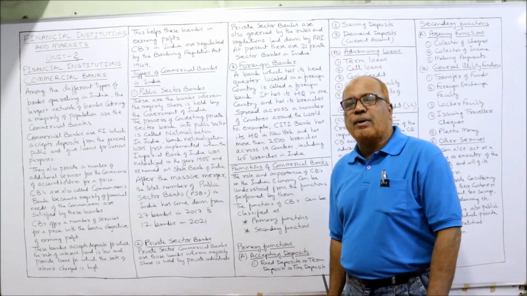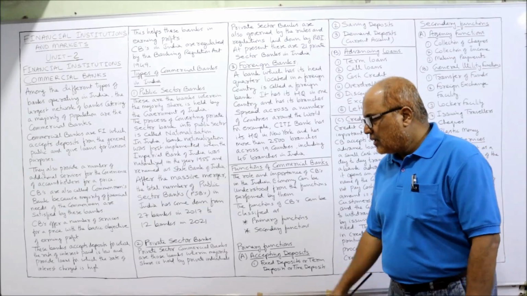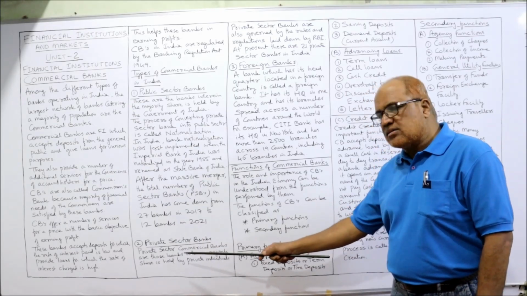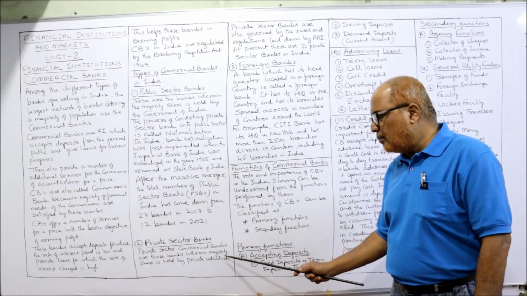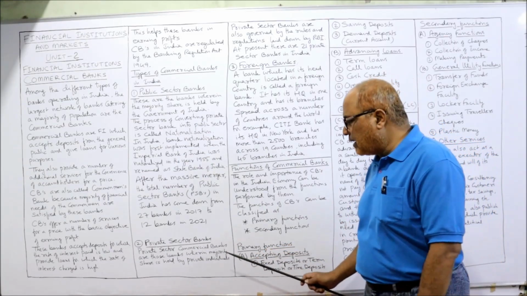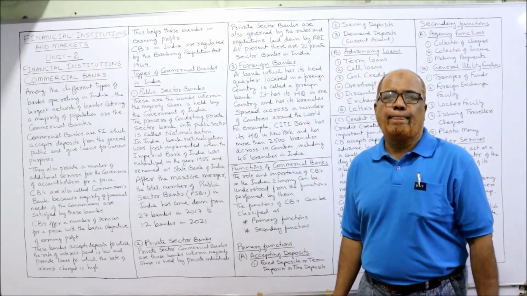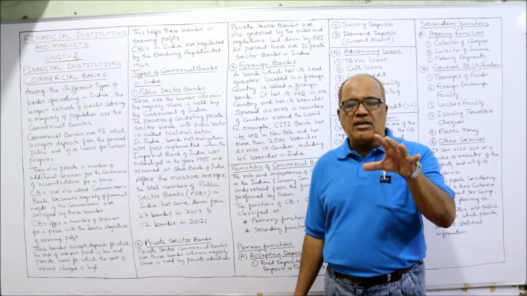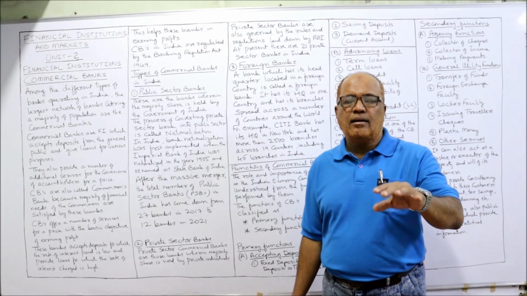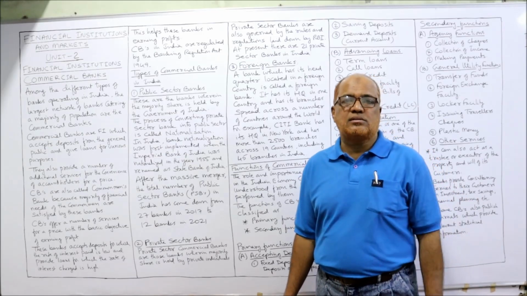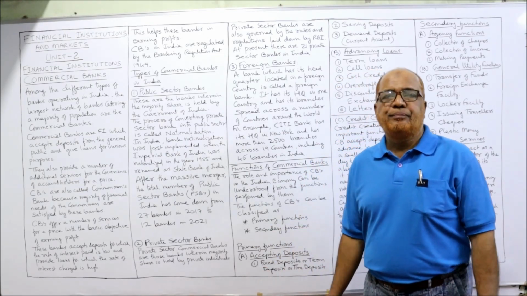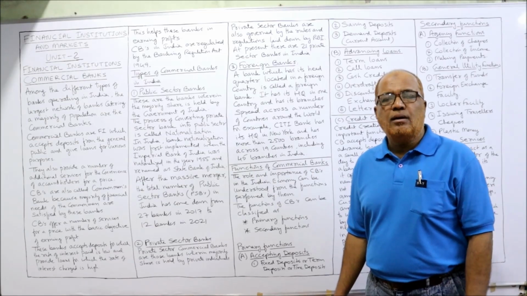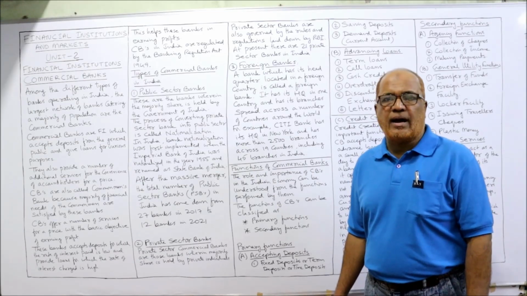Now the second one is private sector banks. The private sector commercial banks are those banks wherein the majority of shares are held by private individuals. Suppose the majority of the share capital of a bank is held by private individuals, private people. The bank is said to be a private sector bank.